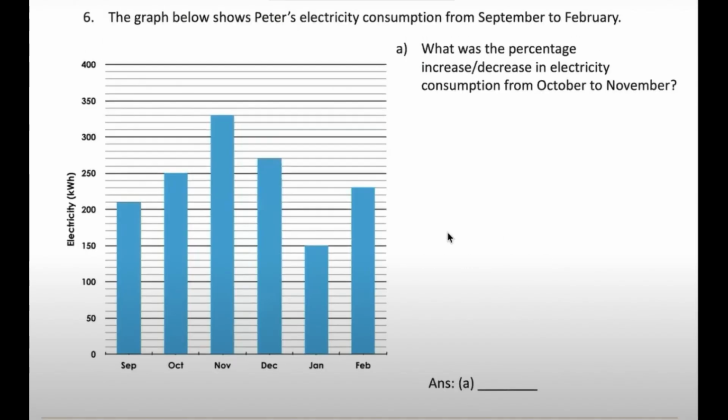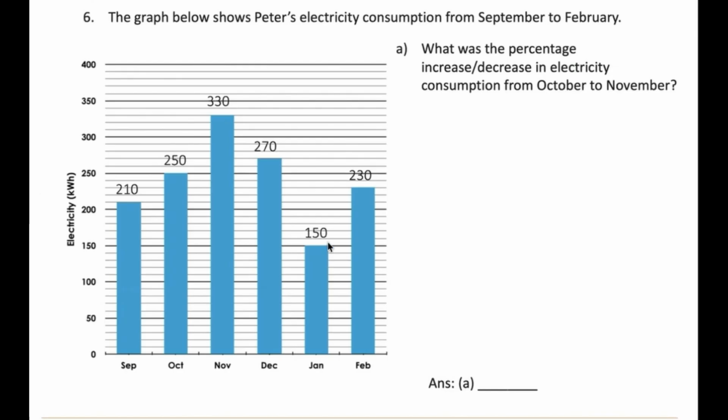Okay, let's do Question 6. The graph below shows Peter's electricity consumption from September to February. So normally, when a graph, bar chart, or line chart is given to you, always, regardless of what the question asks, find the value of each of the, in this case, bar charts. It could be line charts, but whichever, always find the value. So these are the values. Invest a little bit of time to make sure you get the values right for each bar.